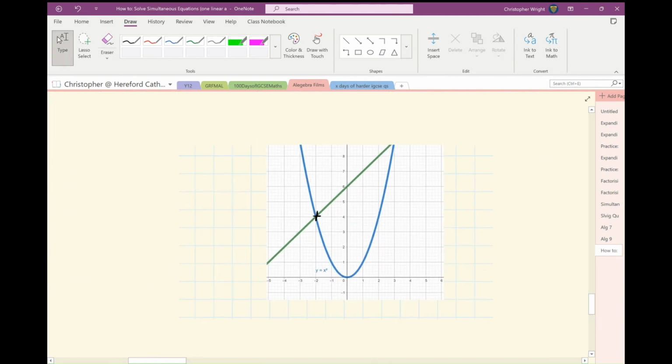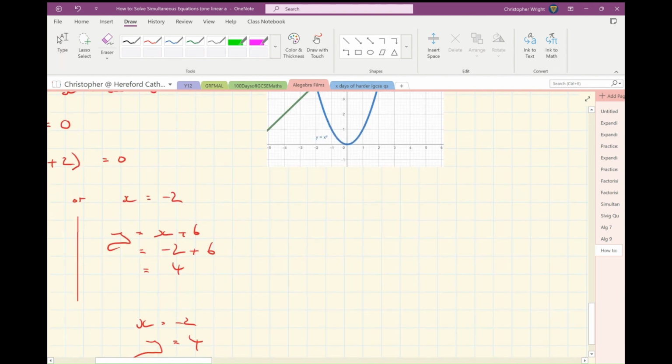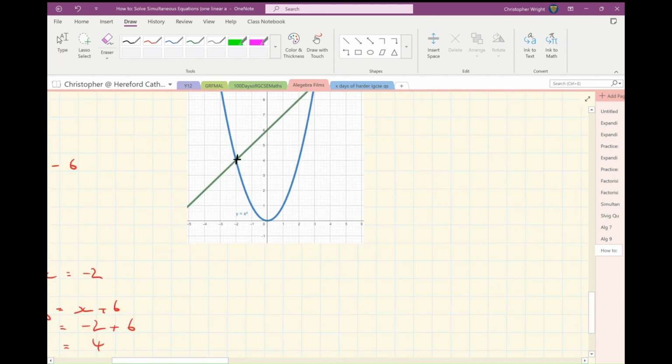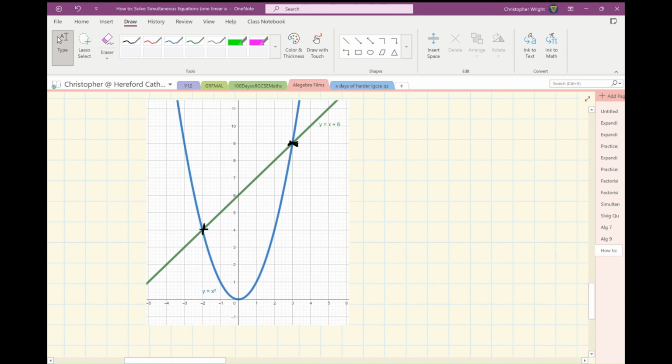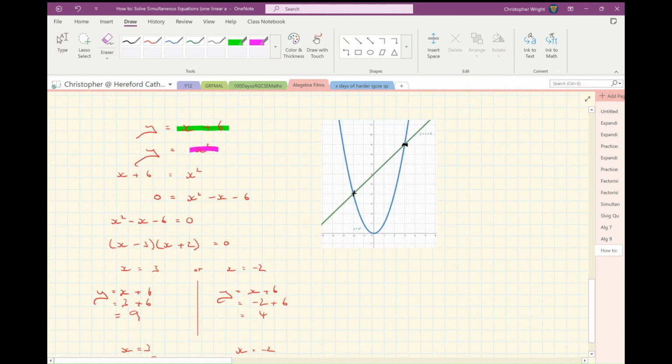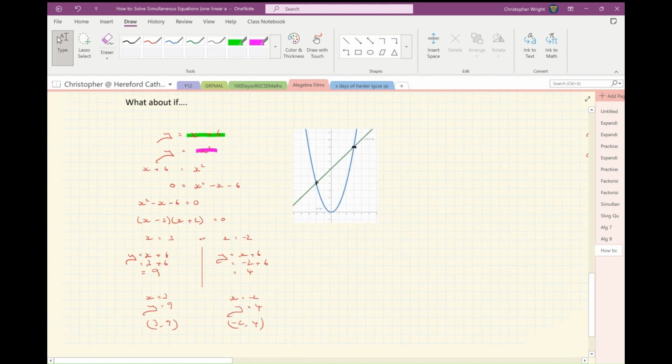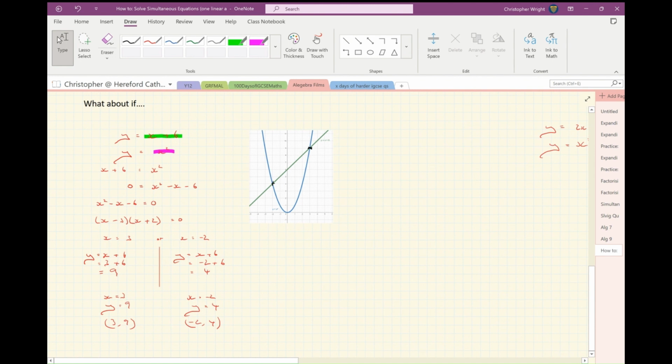There's that point there. And the second solution was (3, 9). And there's the point (3, 9). So there you go. We have solved the two equations simultaneously.